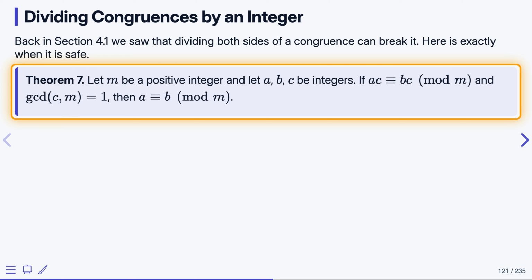Look back at our broken example. Their c was 2 and m was 6, and 2 and 6 share the factor 2. That is why it failed.